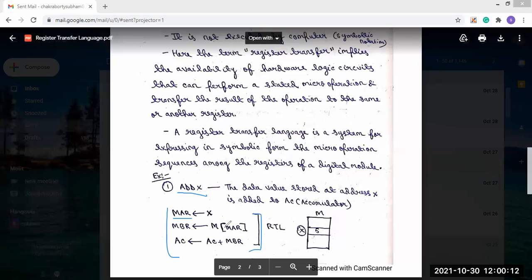This is the representation of the RTL. This is the command we simply write, but in the backward, these are performed. So this is the sequence of operations. The RTL, register transfer language, is the sequence of operations we performed.